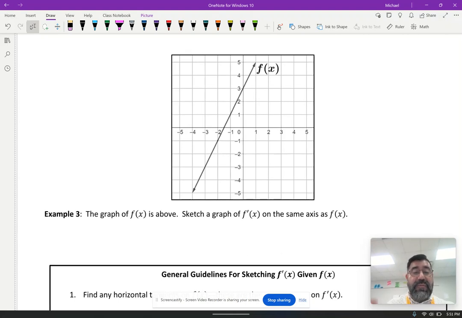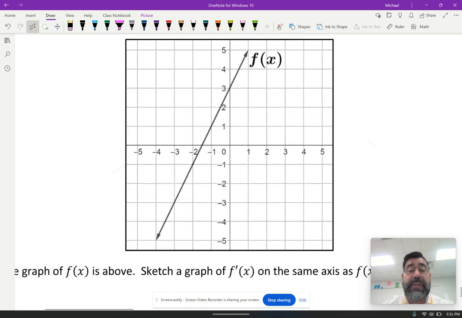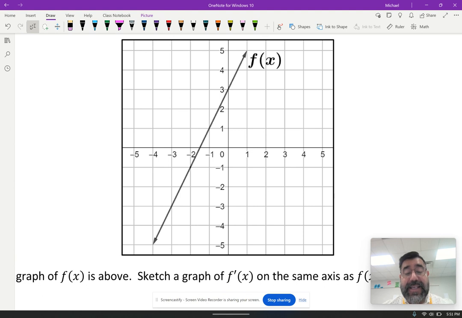We are now starting to create graphs of the derivative based on the original function f of x. So we're given a function here. The graph is f. We are asked to sketch the graph of f prime, the derivative of f, on the same axis. Okay, so let's see.